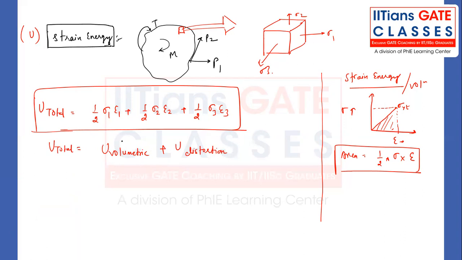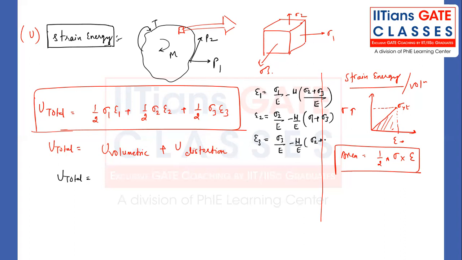Now the total strain energy can be written by converting epsilon 1, that is sigma 1 divided by E, minus mu into sigma 2 plus sigma 3 divided by E. Similarly, what is epsilon 2? Sigma 2 by E minus mu by E, sigma 1 plus sigma 3. Epsilon 3 is sigma 3 by E minus mu by E, sigma 2 plus sigma 1. If you put these into the formula, you will get directly the formula 1 upon 2E, sigma 1 square plus sigma 2 square plus sigma 3 square minus 2 mu, sigma 1 sigma 2, sigma 2 sigma 3, sigma 3 sigma 1.